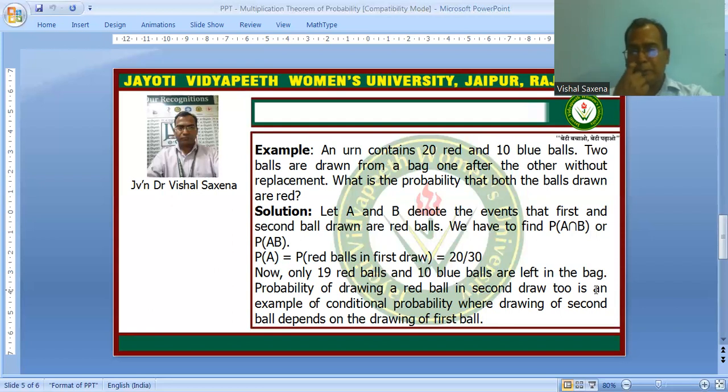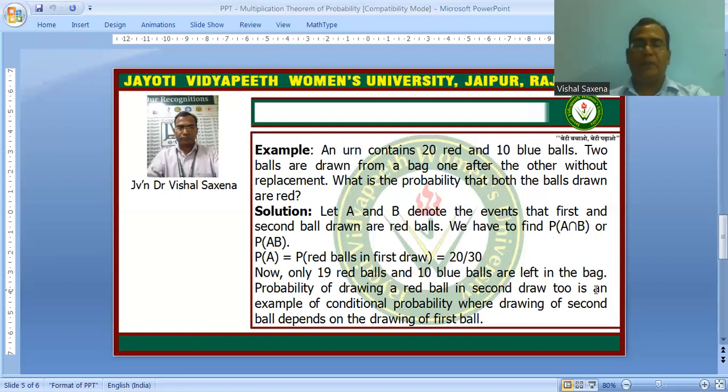Because P(A) means the probability of event A, the probability in the first draw. In the first draw, the ball should be red, and its probability is 20 by 30, because there are 20 red balls and there are 30 total balls in that urn. So P(A), the probability of drawing a first ball which is red, is 20 by 30.